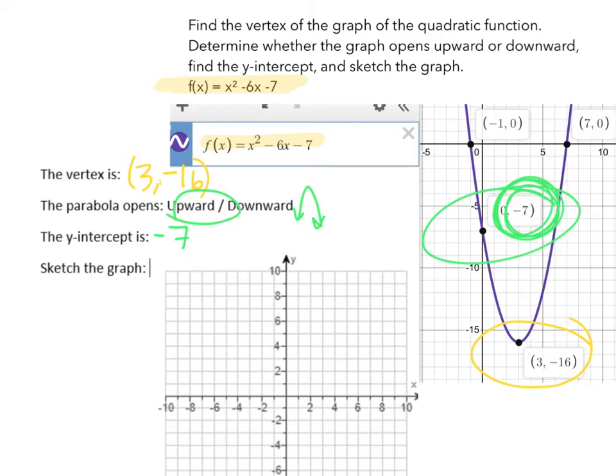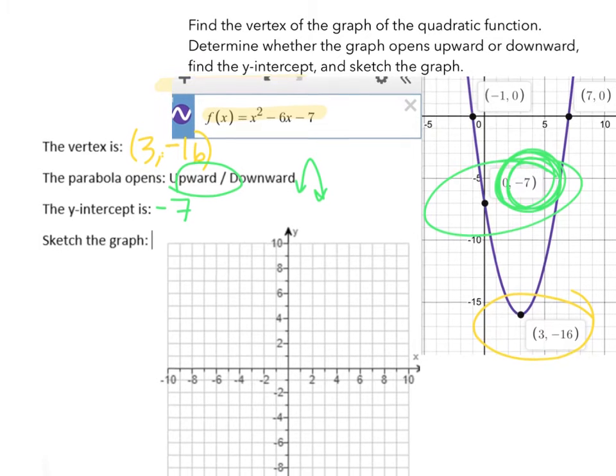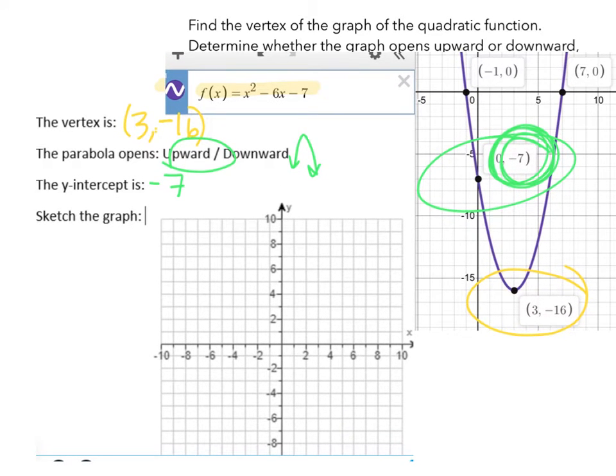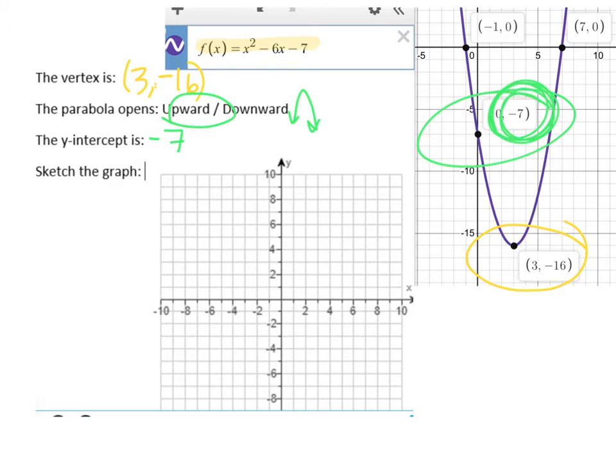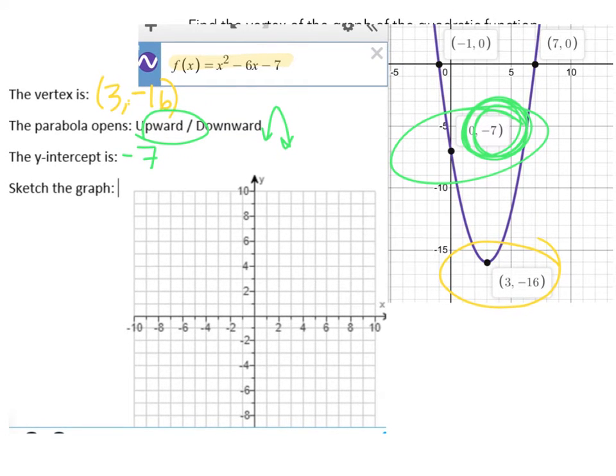Now to sketch the graph, this one kind of sucks because I didn't give you a big enough graph. So I apologize for that. But in order for us to sketch this graph, we would have to go down to (3, -16). Since I can't get that point on there, I'm going to get these other points on here that I can see. So I'm going to move this a little bit so we can see it. I'm going to put (-1, 0), and I'm going to put (7, 0), and I'm going to put (0, -7), and then I can kind of sketch my graph that way.